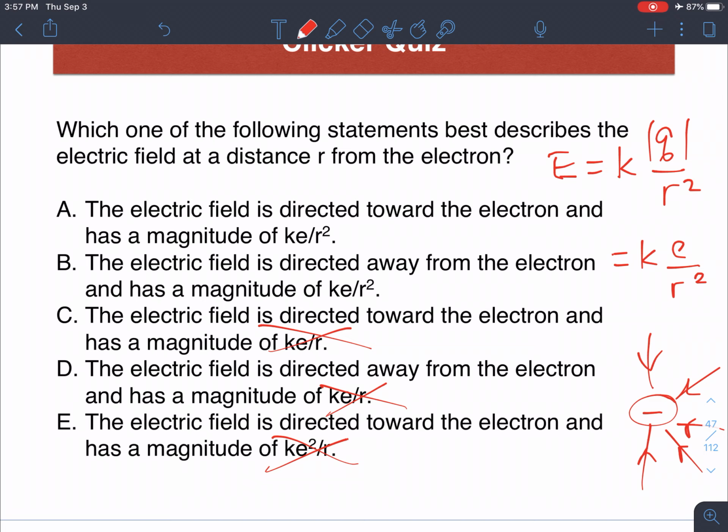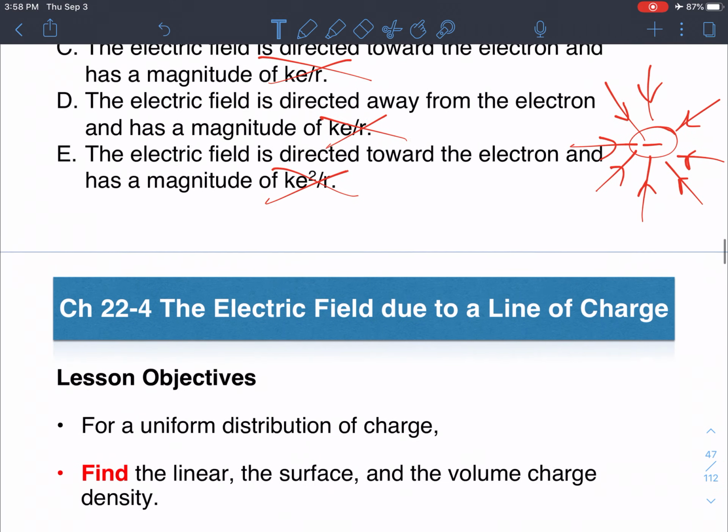And let's just do this first. Yeah, it's radially inward in any direction, so it's going to be toward the electron, right? So the answer should be A.